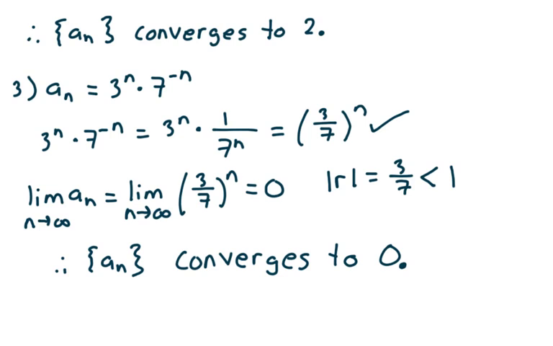Now, this is equal to 0. Why? The absolute value of r is equal to 3/7, and that's less than 1. And so that tells us that this sequence converges to 0. And that's example 3.